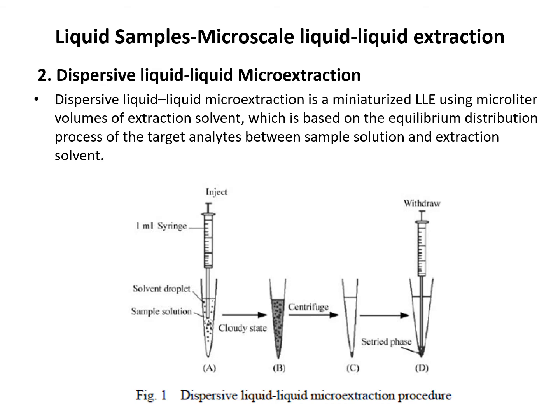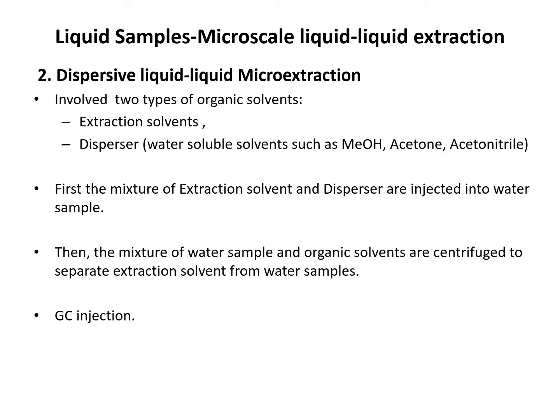the GC. Okay class, now as for the dispersive liquid micro extraction, it involves two types of organic solvent, which is extraction solvent and disperser. Extraction solvent can be acetonitrile, it can be any type of extraction solvent, and we must also use the disperser. Basically, it's a water soluble solvent such as methanol, acetone, or acetonitrile. Of course, extraction solvent and disperser should be different.